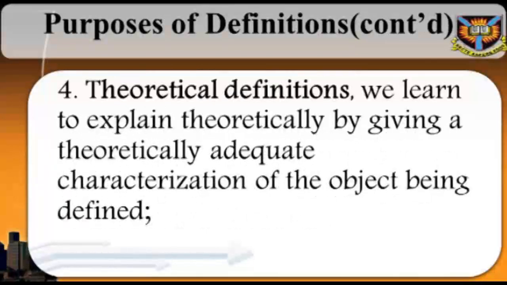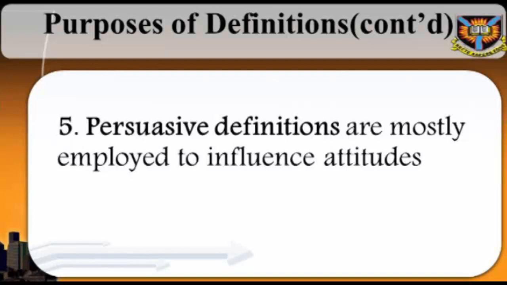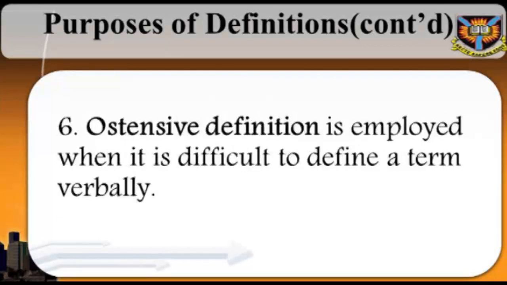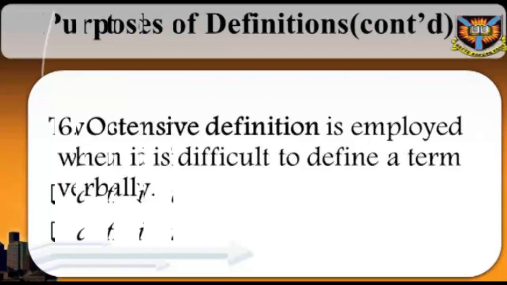In theoretical definitions, we learn to explain theoretically by giving a theoretically adequate categorization of the object being defined, while persuasive definitions are mostly employed to influence attitudes by eliciting positive or negative feelings in the minds of our hearers. UFO, 2012, page 61. And ostensive definition is employed when it is difficult to define a term verbally.